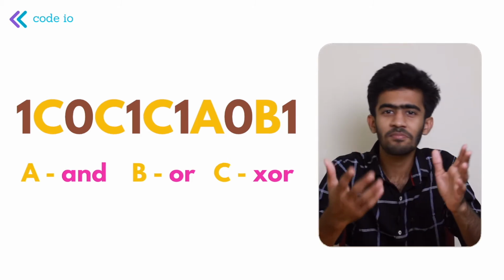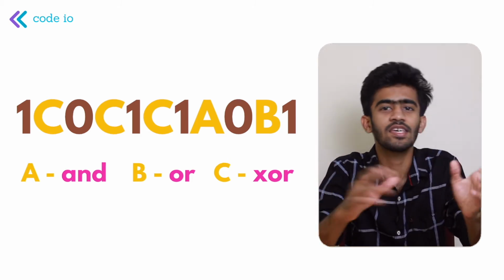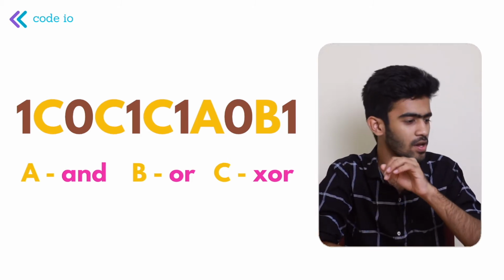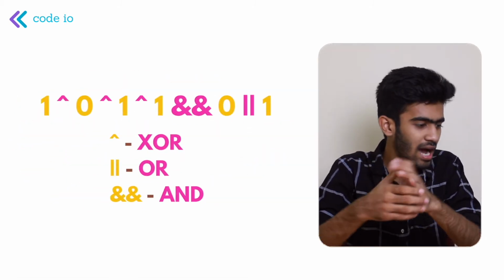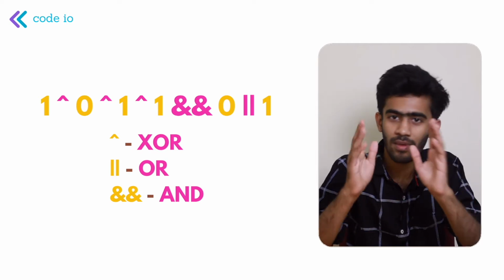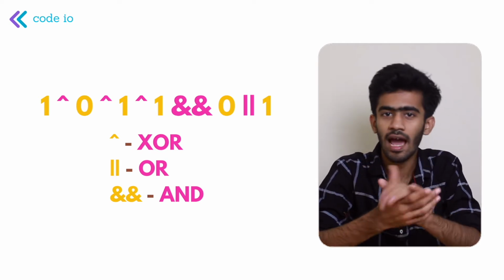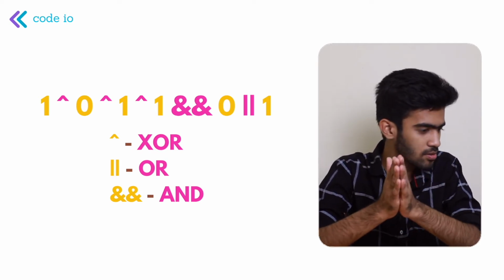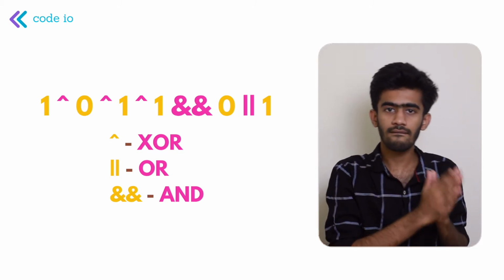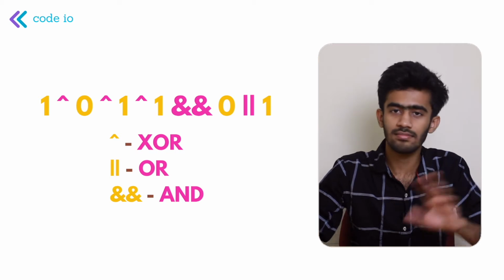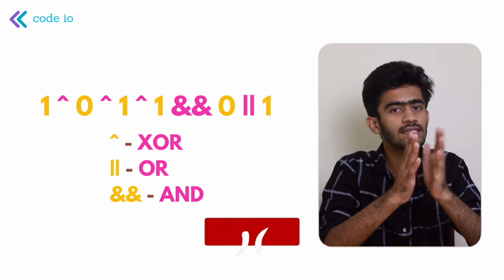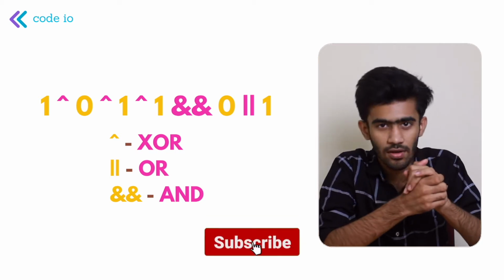So let us replace all these variables A, B, C by their respective operations. We have the up arrow to represent the XOR operation, the OR operator being represented by the parallel lines and the AND operator being represented by the ampersand operators. So we have 1 XOR 0 XOR 1 XOR 1 AND 0 OR 1. We start the evaluation from the left side of the string.